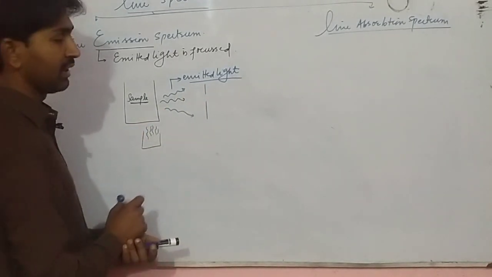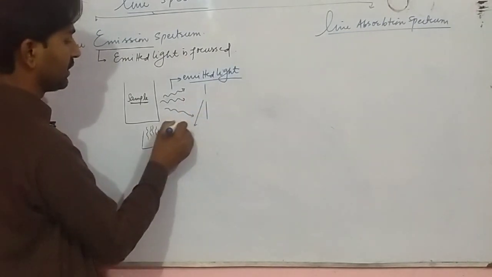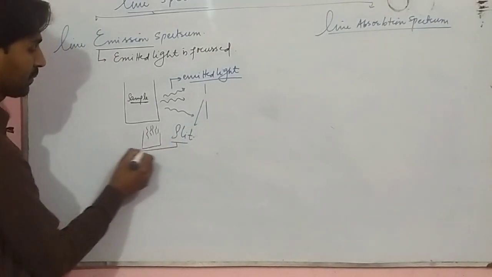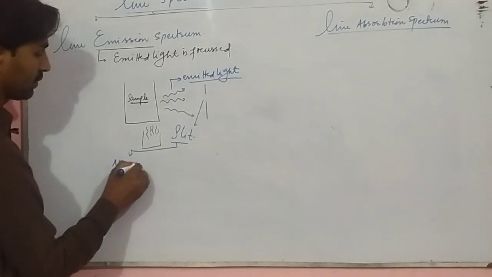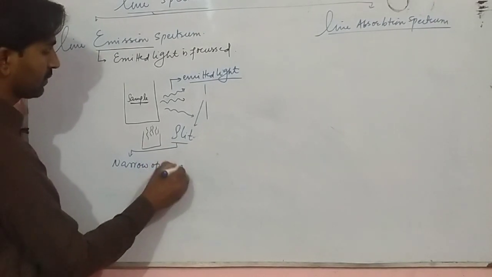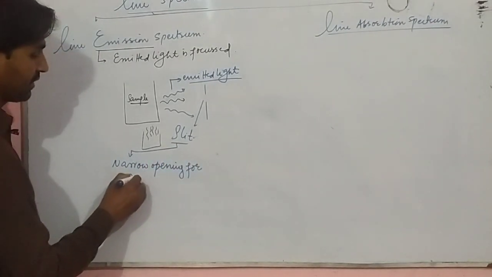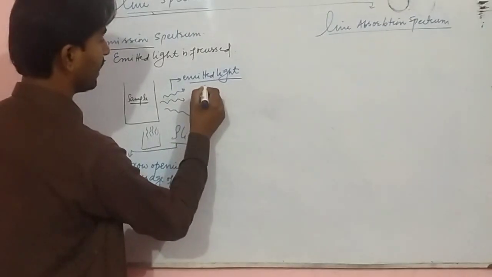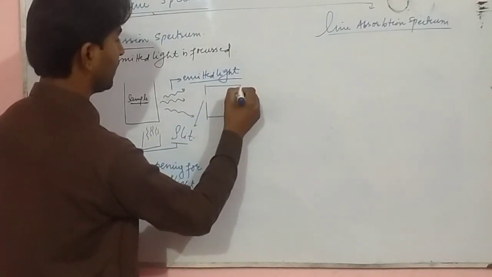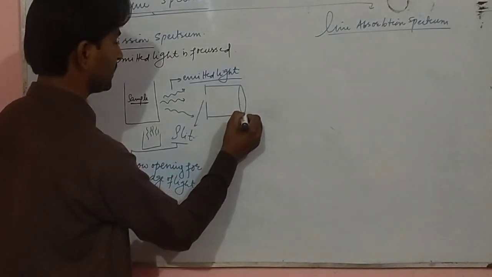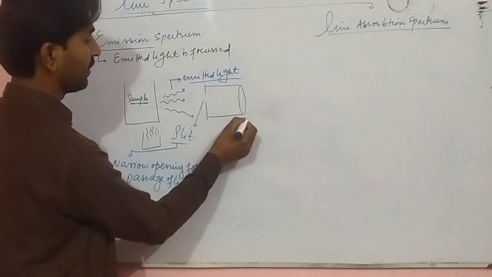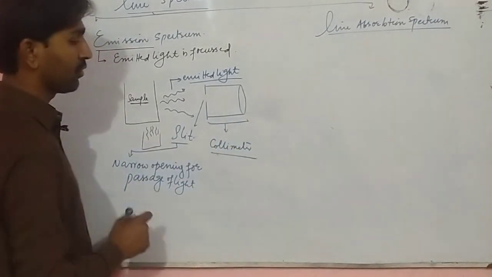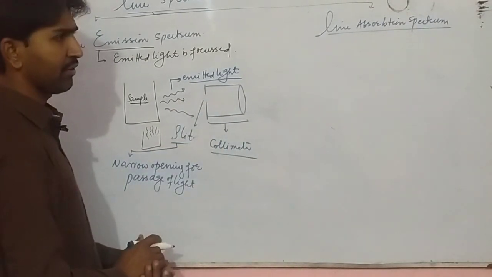We have to place a slit. What is a slit? A slit is a narrow opening for the passage of light. Along with it we have a convex lens. A slit and a convex lens together are known as a collimator.